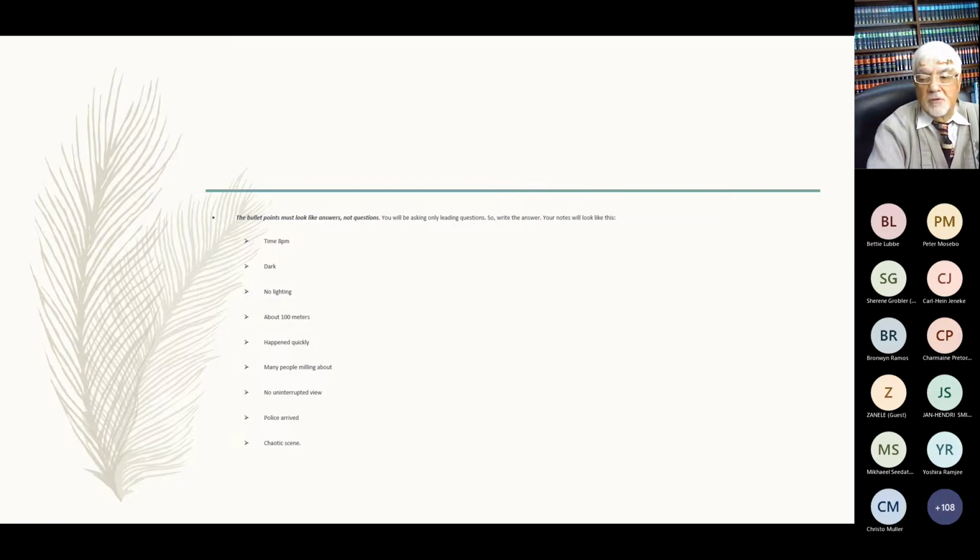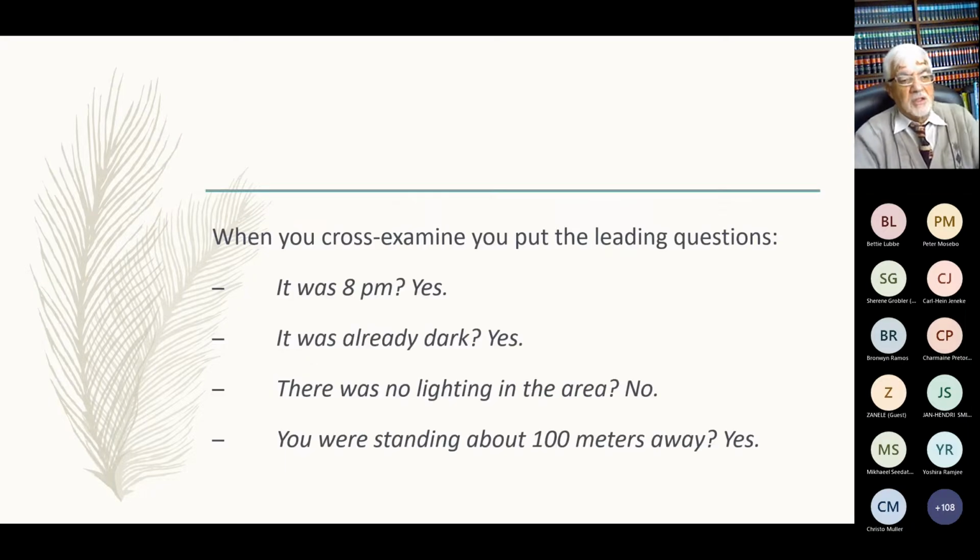So here's an example. It's very bad writing this out. Your notes should look like this, bullet points. Time, 8 p.m., dark, no lighting, about 100 meters away, happened quickly, many people milling about, no uninterrupted view, police arrived, chaotic scene. Now, the issue is you want to undermine this person's observation of the scene. Here are the things that you're going to ask. There's your structure, okay?